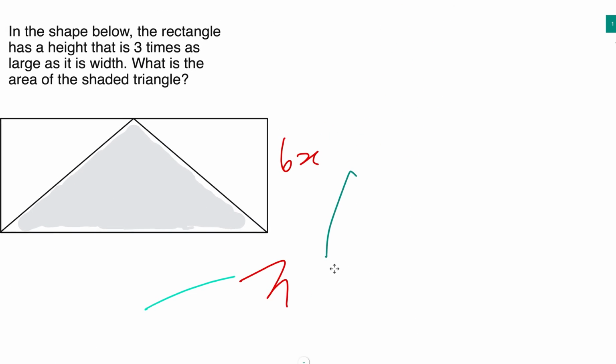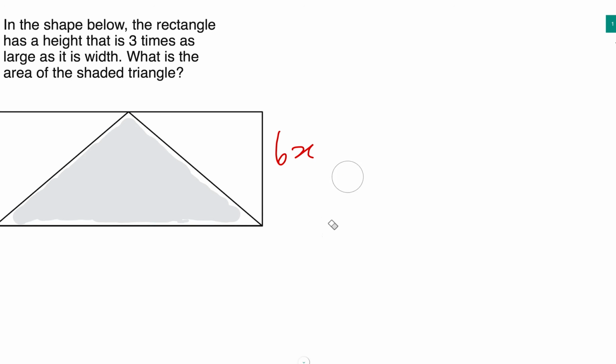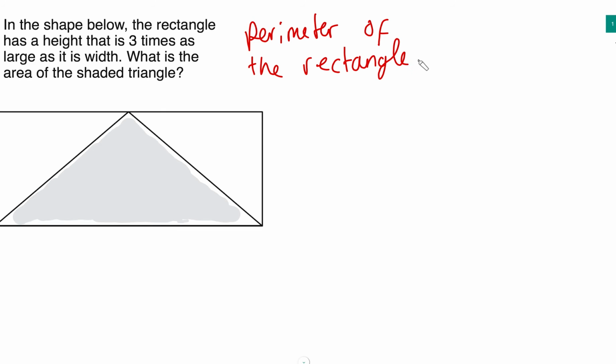Now, moving on to this. If we read it, in the shape below, the rectangle has a height that is 3 times as large as its width. What is the area of the shaded rectangle? Now, I've forgotten to tell you what the total area is, so if I tell you that the perimeter of the rectangle is, let's say, it's 8 meters. Okay, so let's stick with our normal approach.